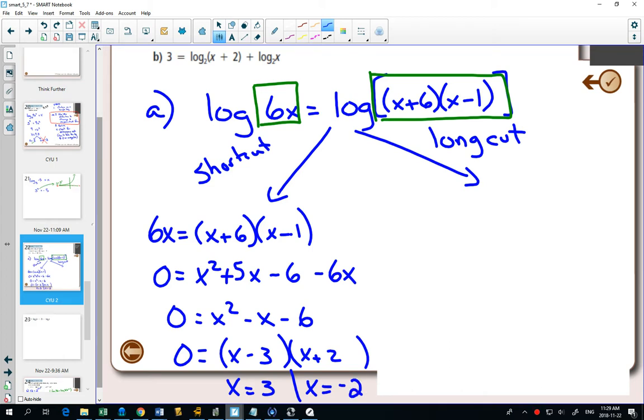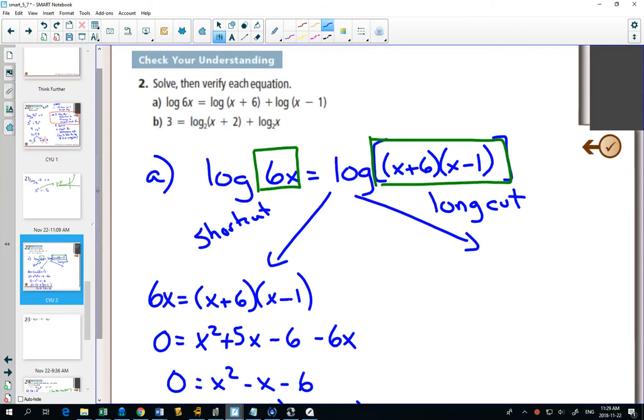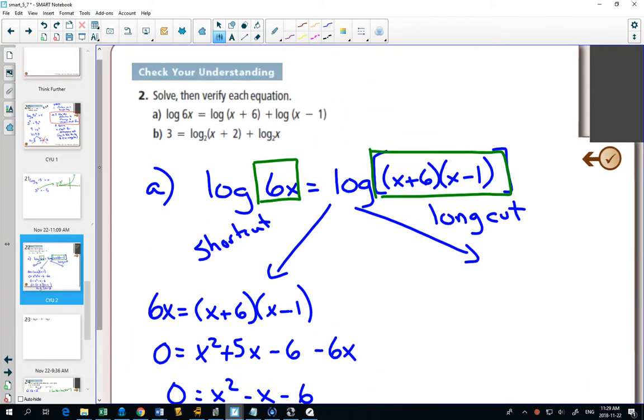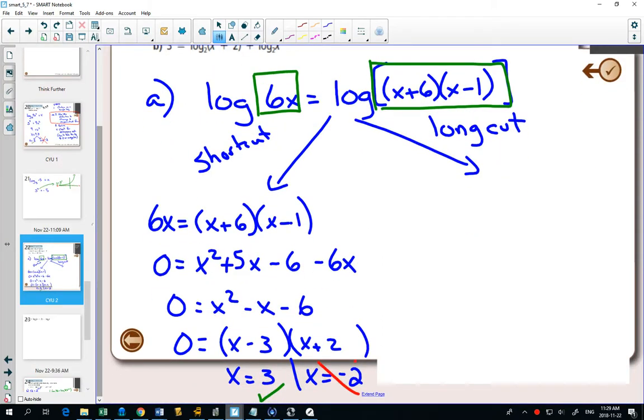After solving a logarithmic equation, you always have to plug your answers back into the original equation to see if you're ever taking the log of a negative number. Now when I plug in positive 3, I have 6 times 3, that's 18, positive number, that's fine. x plus 6, 3 plus 6, 9, positive number, that's fine. 3 minus 1, 2, still a positive number, that's fine. So we can say that x equals 3 works. But when we plug in x equals negative 2, right away 6 times negative 2 is negative 12. Can't take the log of a negative number. We just have to find one place where we're taking a log of a negative number in order to say, no, that answer is not part of the solution.